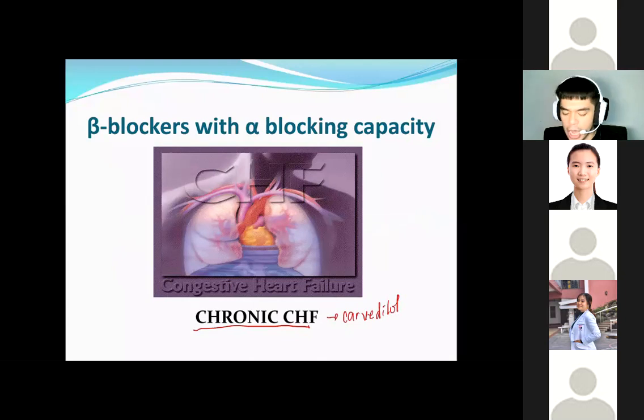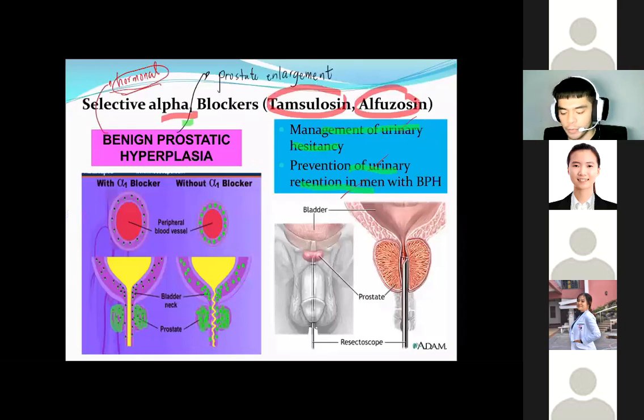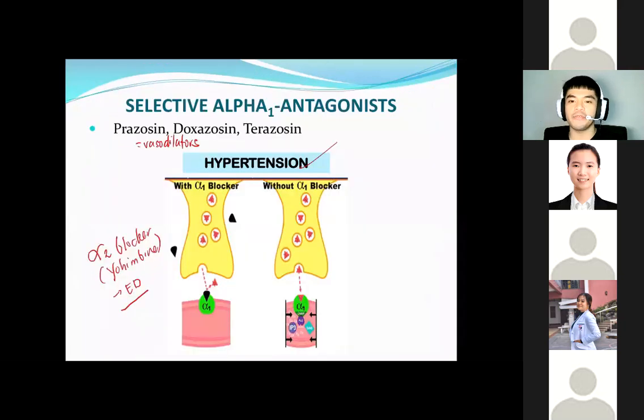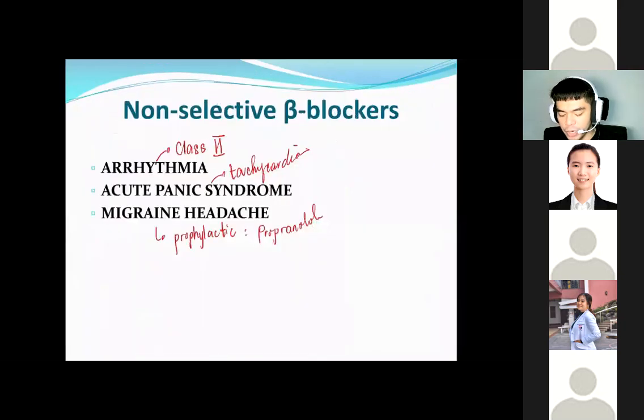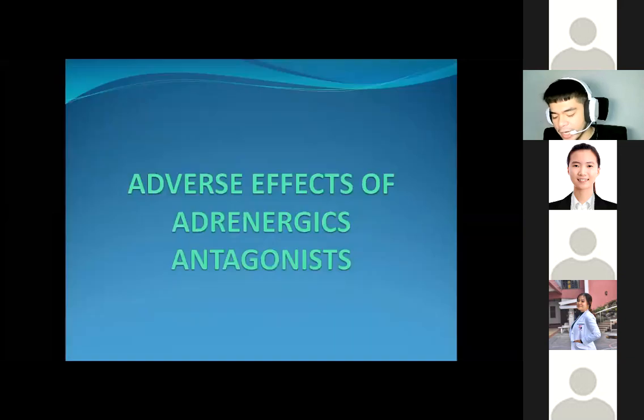Okay, so done discussing the clinical uses. So recap tayo ng clinical uses, everyone. We were able to discuss the applications of alpha blockers, particularly the non-selective, the alpha-1 selective, and then the alpha-2 selective. Also, we were able to tackle the uses of beta blockers. So these are the following. Finally, sa outline natin, we have the toxicities or adverse effects.